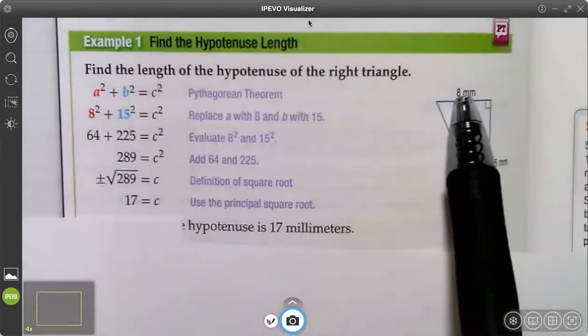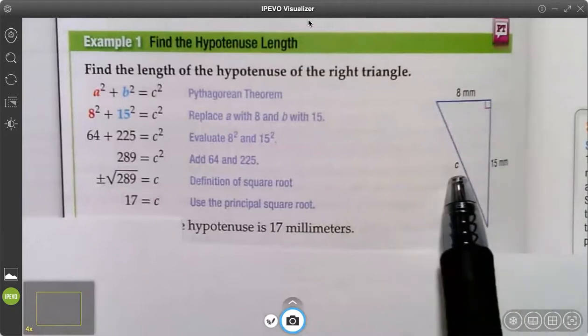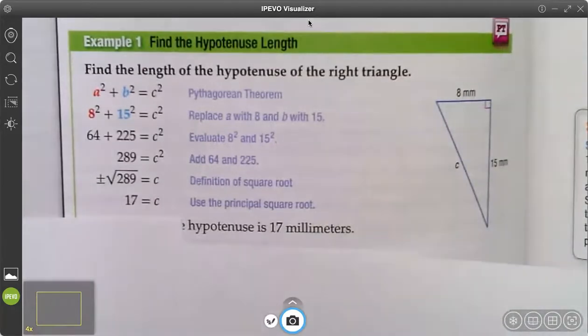So this side will be 8, this side will be 15, this side will be 17. 17 is the longest side, so that makes sense. So 17 millimeters is the length of my hypotenuse.